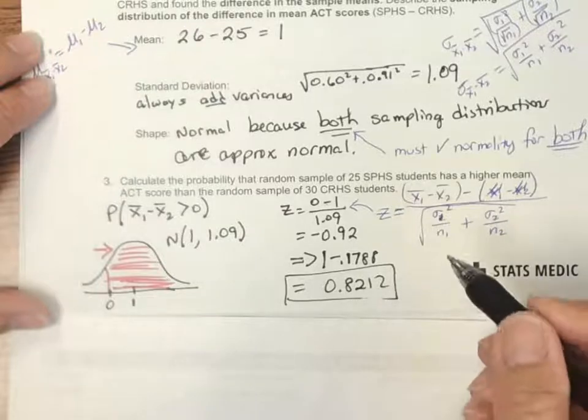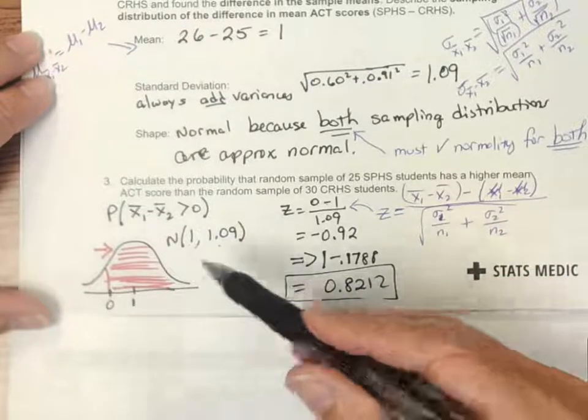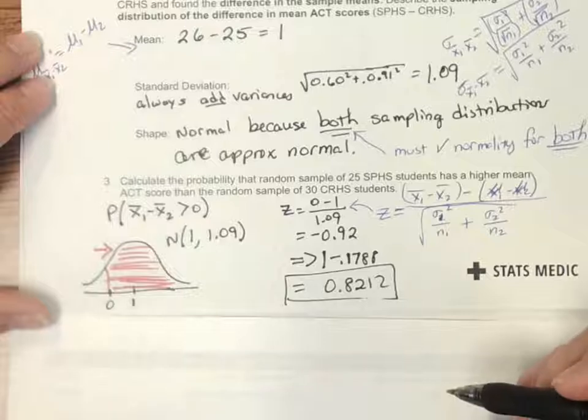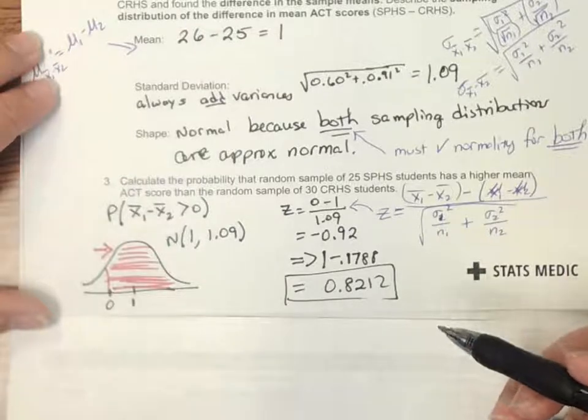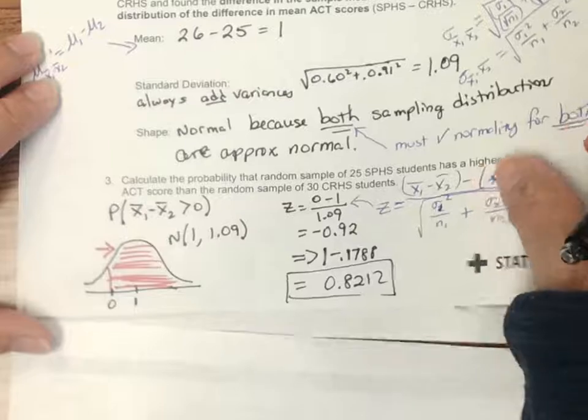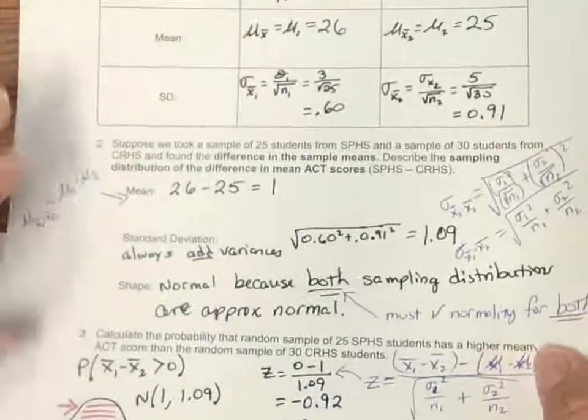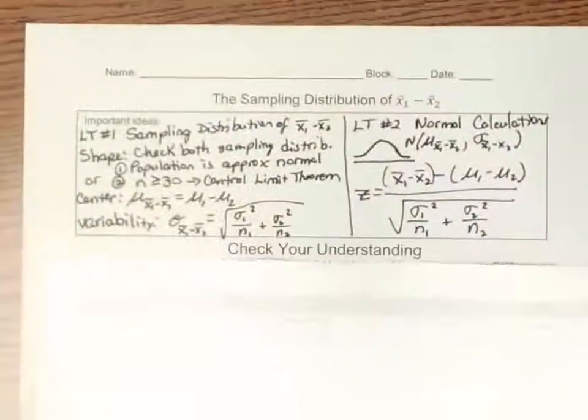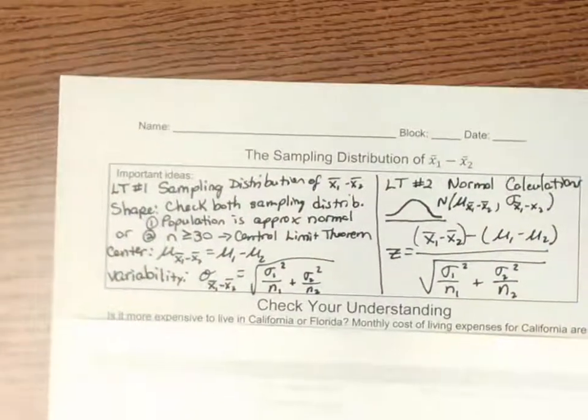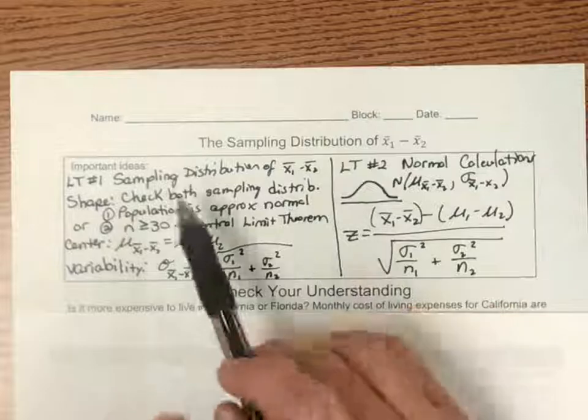0.8212 is the probability that Stony Point scores are higher than Cedar Ridge's scores for the ACT from a random sample of 30 Cedar Ridge students and 25 Stony Point students. Okay, let's take a look at our learning targets from this very short section.